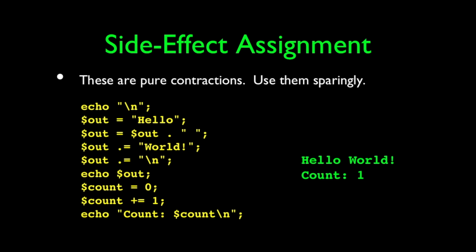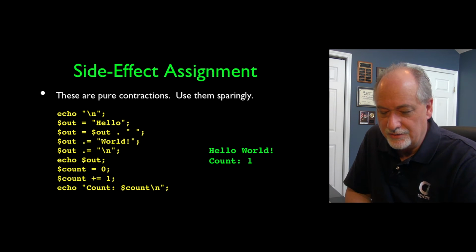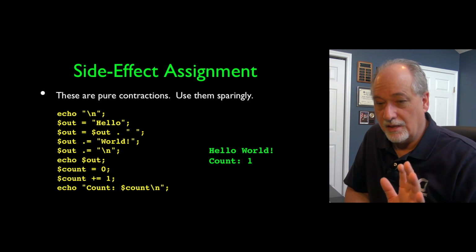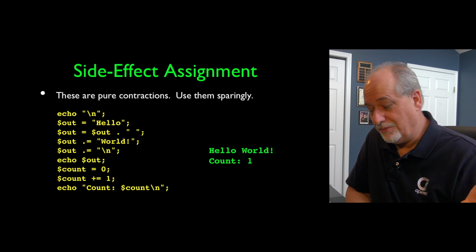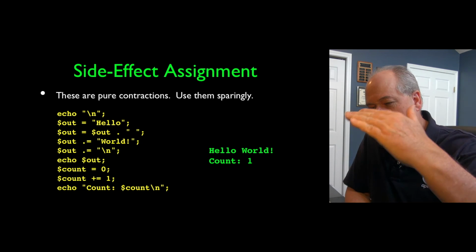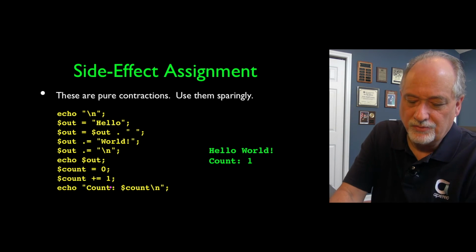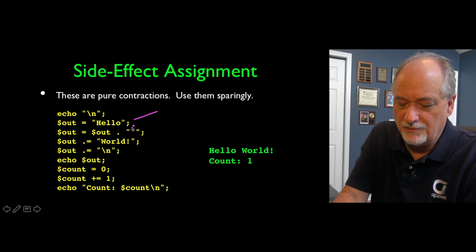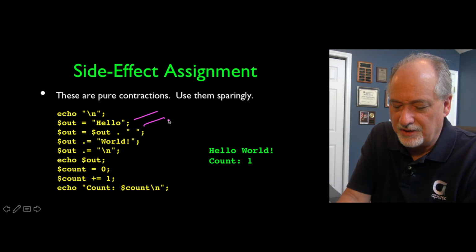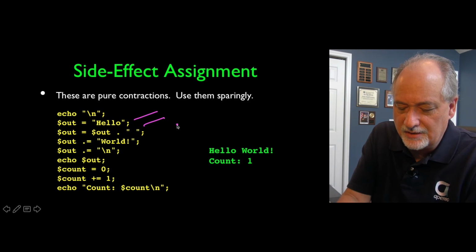Side effect assignment. Again, these are simple contractions. We find ourselves, especially when I'm creating SQL statements in PHP, concatenating by appending to the end of a line. So we write code: we start with a string, and then we add a blank to it. So out equals hello, and then out equals out concatenated with another blank. And so this is a contraction, right? What happens is you can say out dot equals, and that says concatenate with myself, right?